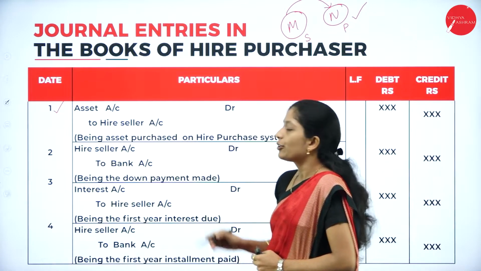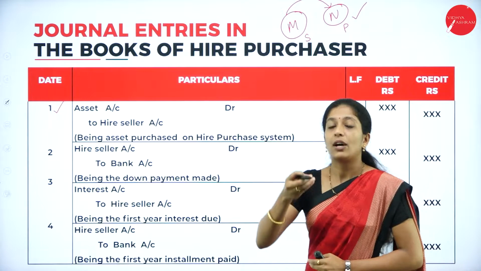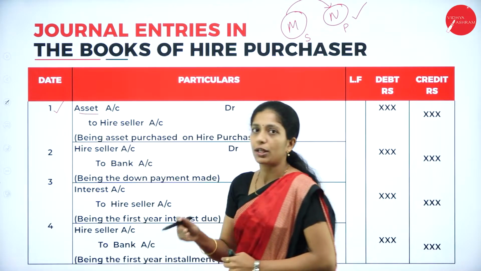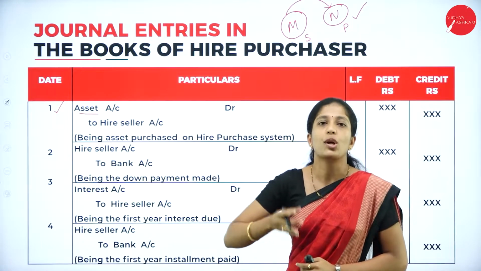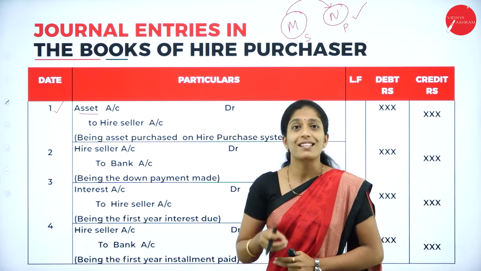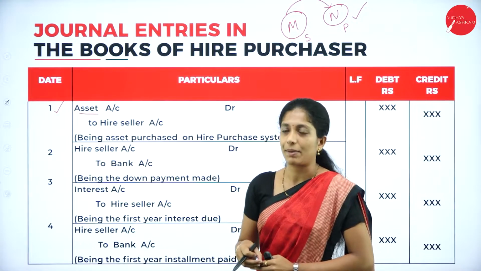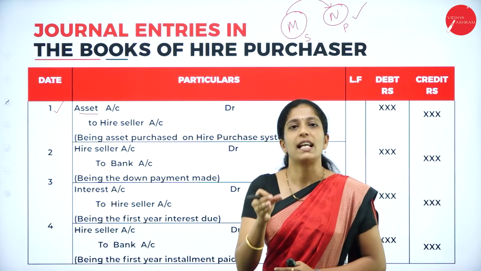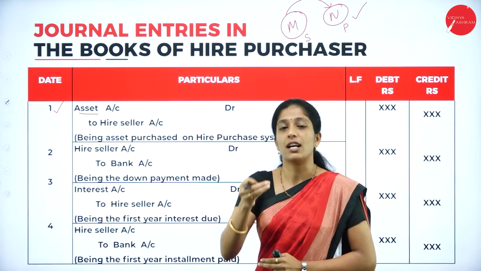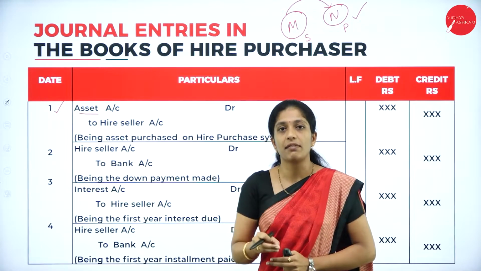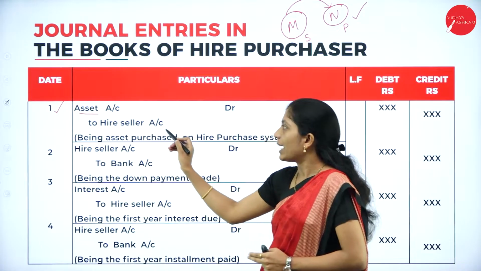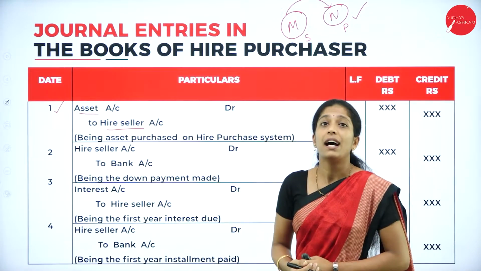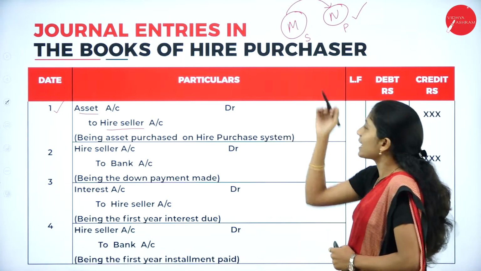Asset account debit to hire seller account. Now the hire purchaser is receiving the goods, so debit asset account. It may be a car or it may be furniture, any asset which is purchased on hire purchase agreement. So here the hire purchaser is receiving the goods, so asset account debit to hire seller account. From whom are we receiving the goods? From the hire seller. Here the hire seller is M.